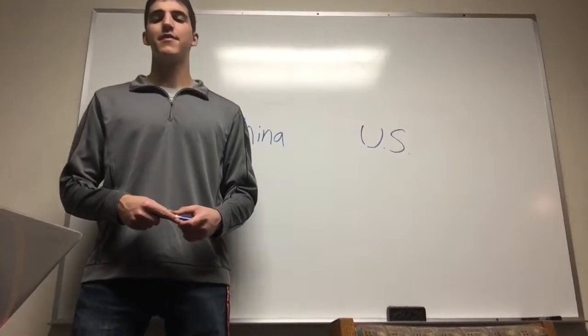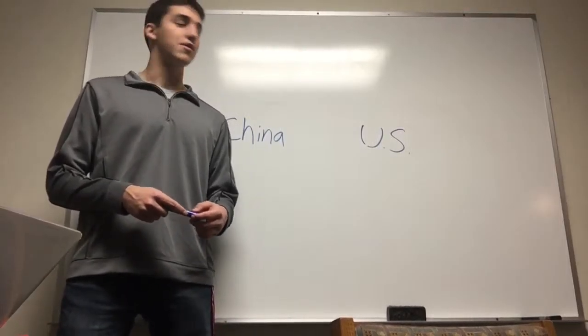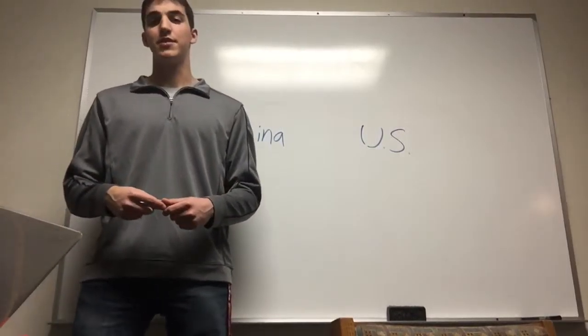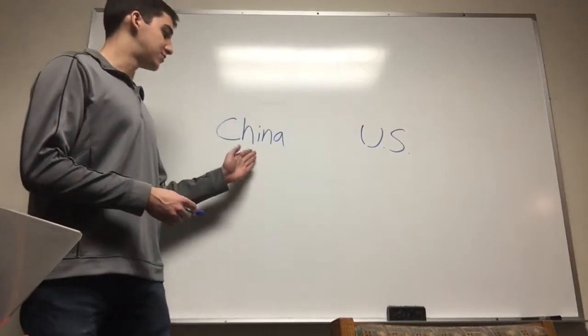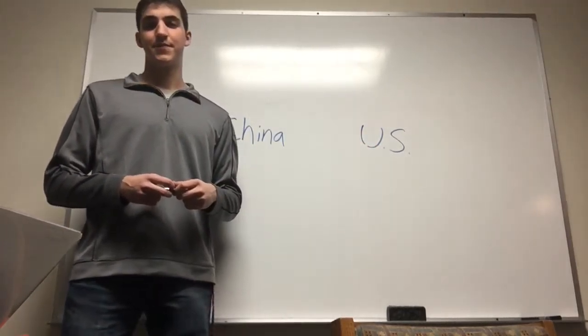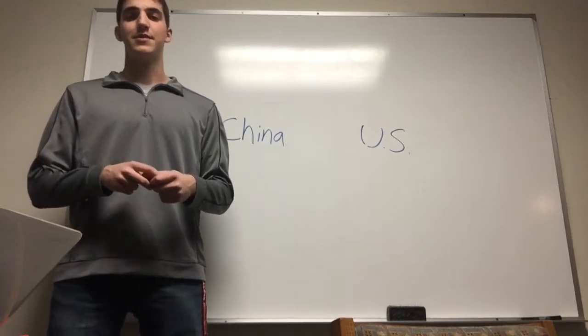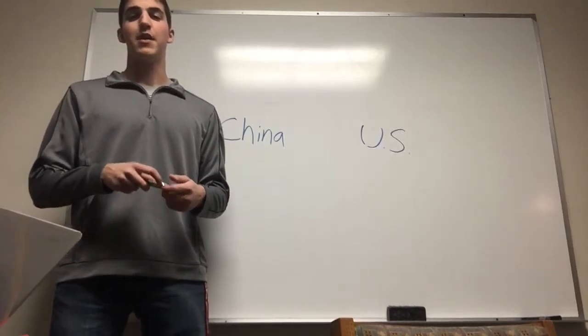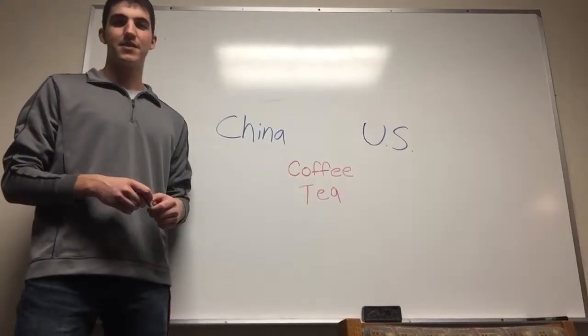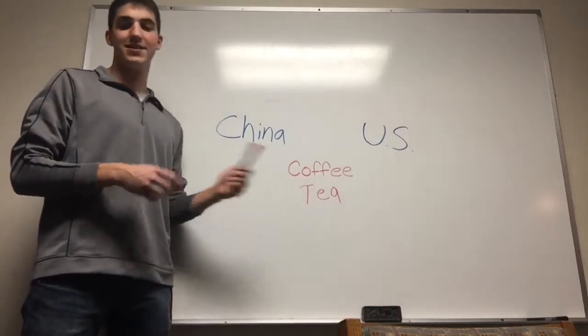When defining comparative advantage, you must choose two different people, or in this case countries, that are willing to trade with each other. In this example, we're going to use China and the United States. Next, you choose two different items that these countries will trade with each other and the amounts they're going to produce of each item. Let's say they both produce coffee and tea.